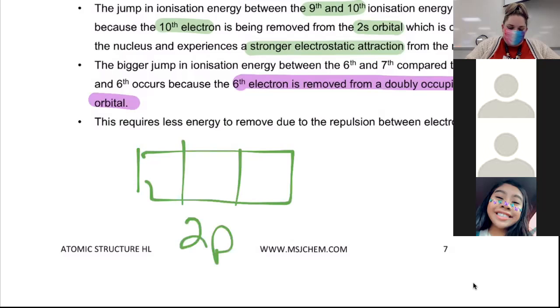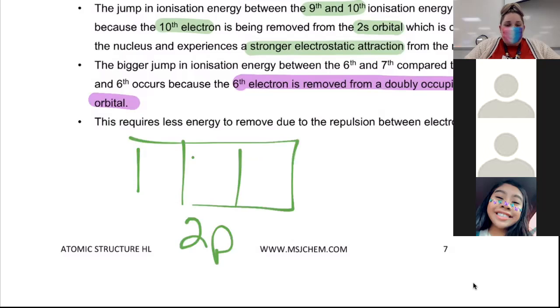Let me redo it, and switch colors here. Okay, so if the p sublevel is full, every orbital will have a pair of electrons. So if I draw the 2p, if it's full and it's got all 6 electrons, it's going to look like this. Each orbital has an up and a down because it's full.